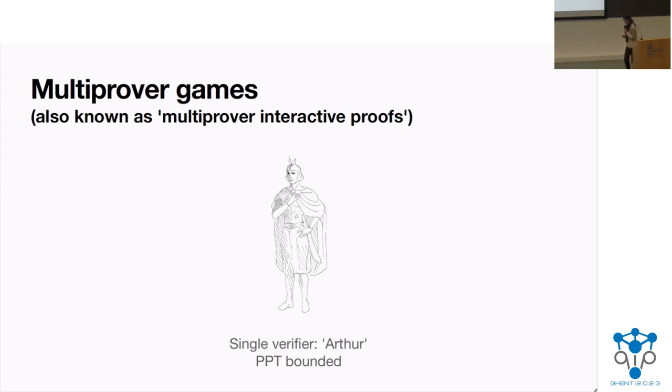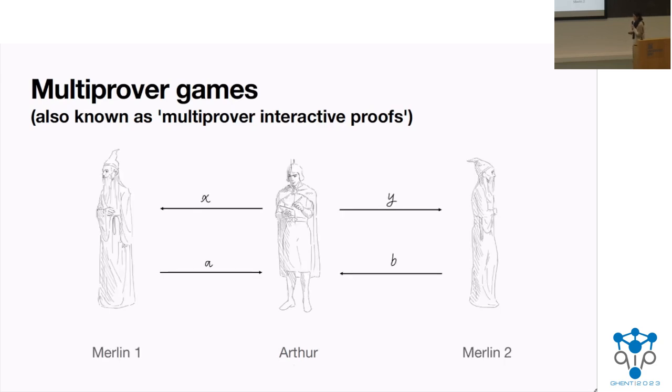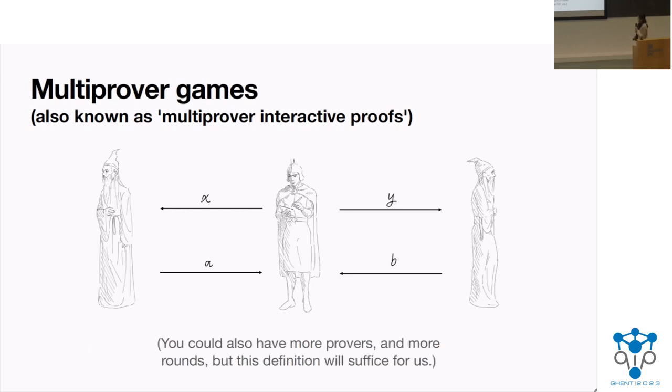So to tell you what a free game is, I first need to tell you what a multi-prover game is. It's also known as a multi-prover interactive proof. So usually in the setting, you have a single verifier who's conventionally known as Arthur and who is PPT bounded. And the setting is you have Arthur interacting with two all-powerful provers called Merlin 1 and Merlin 2. Let's just focus on the one round two prover setting. So basically Arthur will send two questions, X and Y, to Merlin 1 and Merlin 2 respectively, and receive two answers, A and B. And then Arthur looks at A and B and decides whether he's going to accept or reject the two Merlins, and that's it. You could also have more provers and more rounds, but this definition will suffice for us.